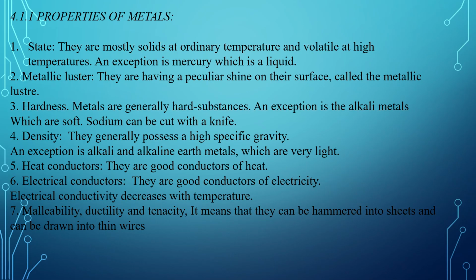Properties of metals. First is the state of metals. Metals are mostly solids at ordinary temperature. However, an important exception is mercury, which exists as a liquid. Second one is metallic luster. Metals have a characteristic shine on their surface known as metallic luster. This shiny appearance is due to reflection of light from their surface.